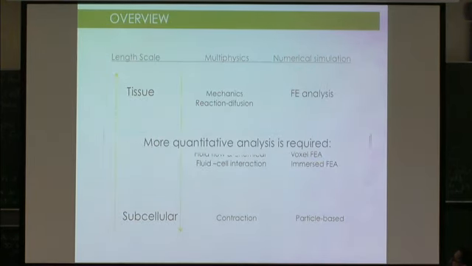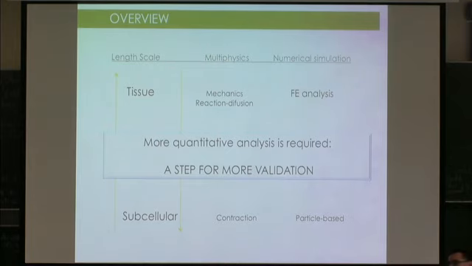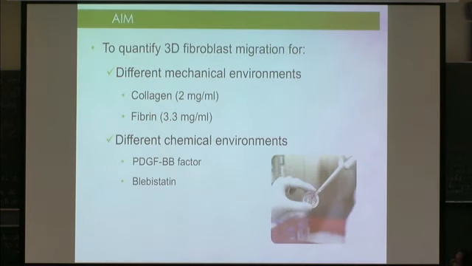But in any case, all these models are very qualitative. So our intention is to develop a more quantitative analysis. We try to do experiments and, in addition, modeling in order to validate these models. For that, we try to quantify 3D migration in two different mechanical environments, collagen gels and fibrin gels, and when we incorporate different chemical environments, platelet-derived growth factor and blebbistatin.